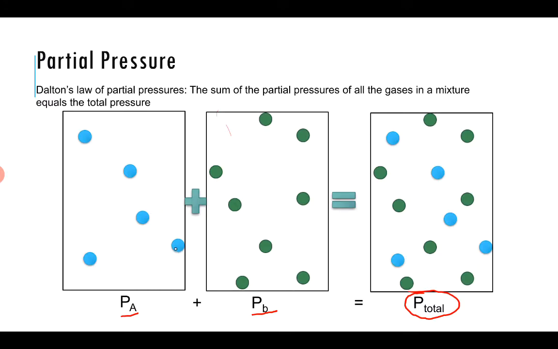So Dalton's law of partial pressures says that the total pressure will be equal to the sum of the partial pressures of each component. And so the number of moles of gas A will be responsible for the partial pressure of this first box, and then the partial pressure of the second box would be due to the number of moles of gas of the other, green molecules.